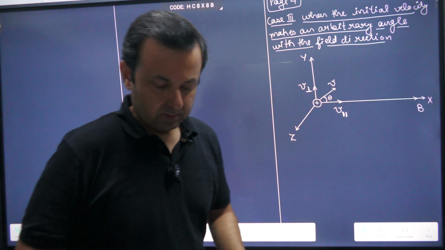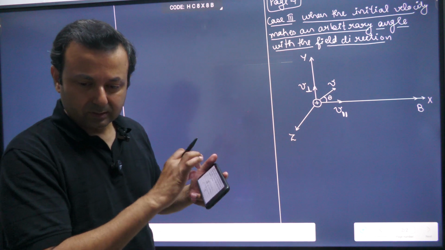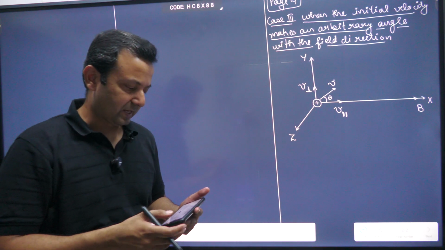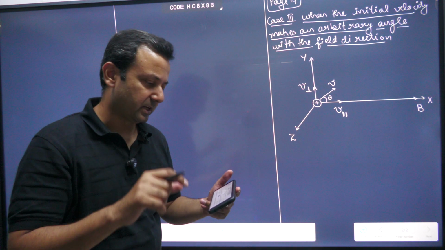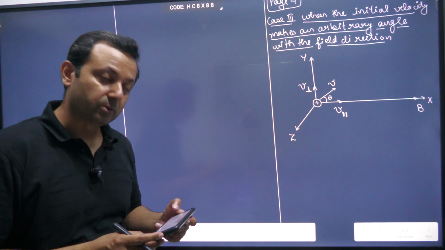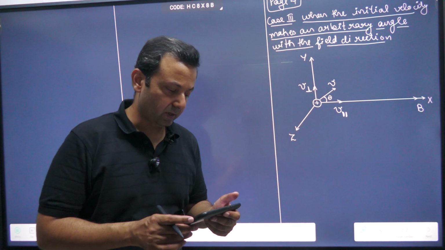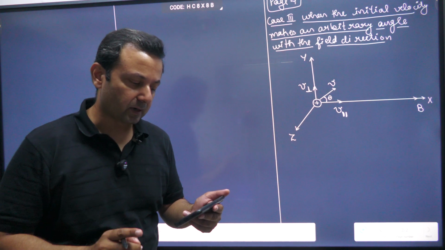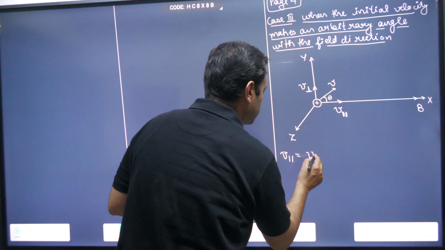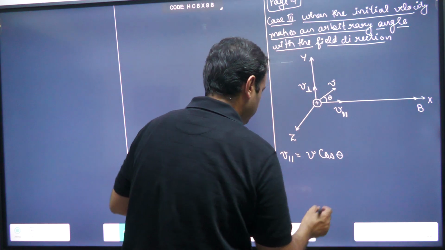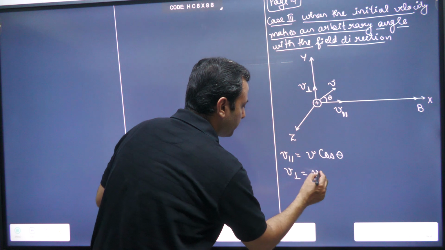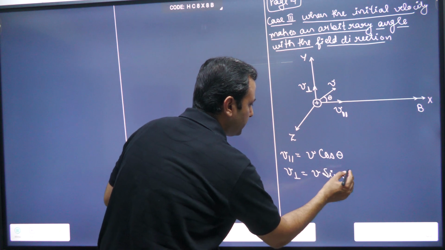Now the second point which is mentioned after this diagram, which I have not drawn, I am going to draw it. So the next point which has been mentioned on the last line of page number 27: the velocity V vector can be resolved into two rectangular components. Now page number 28. First, the component V parallel is equal to V cos theta. And second, the component V perpendicular is equal to V sin theta.